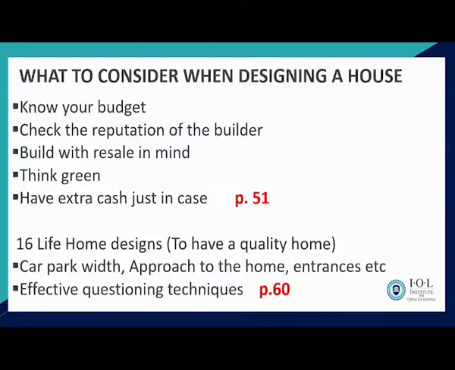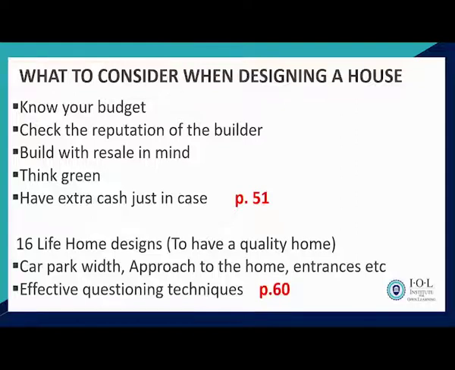Right, then our next topic is what to consider when designing a house. There are certain considerations when we are designing a house. We need to know our budget, of course, so that we don't do the project halfway. Yes, we also need to check the reputation of the builder. We need to get someone who will produce quality work. Yes, and then we need also to build with a resale in mind. Sometimes we may decide to resell the house, so we need to consider that.